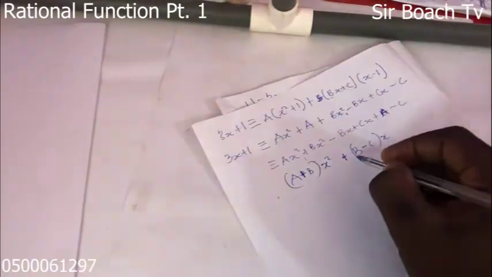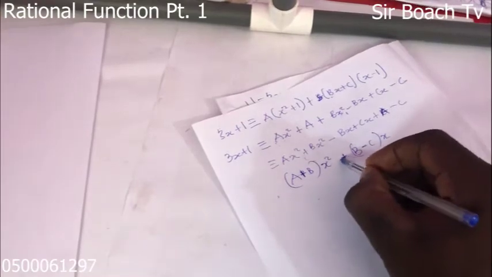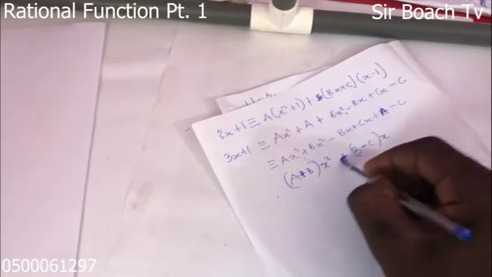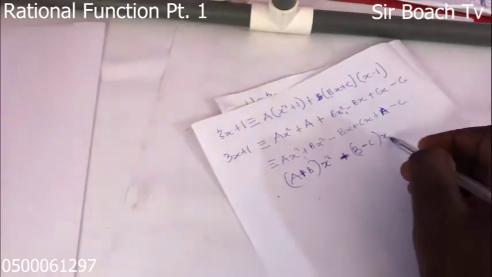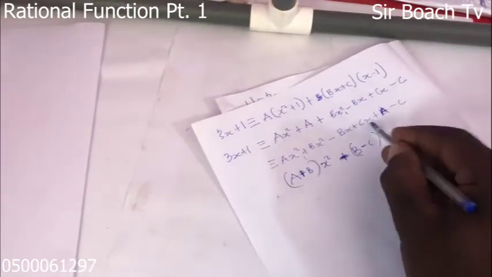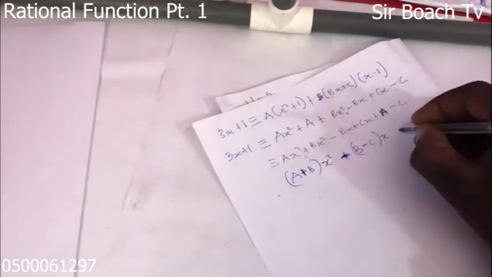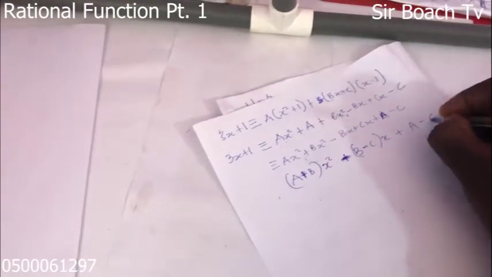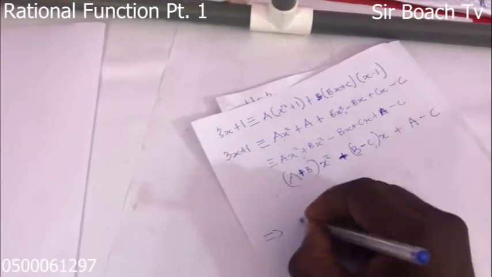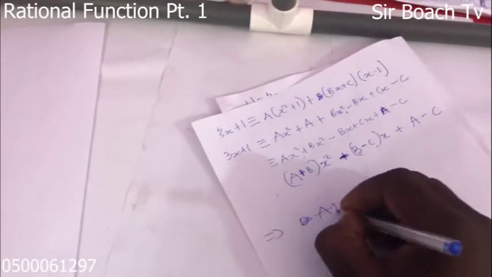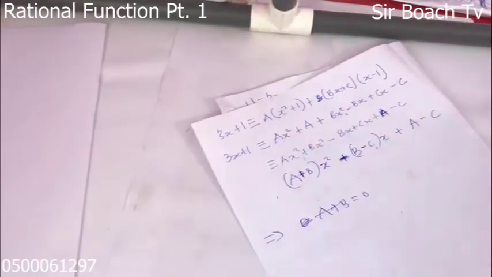If I multiply the minus here by this, I'll get this. If I multiply by this, I'll get this. So minus times this with the x, I'll get this times that, so I'll get that. Then the last one will give me plus a minus c, 0. So we can get a plus b is equal to 0.